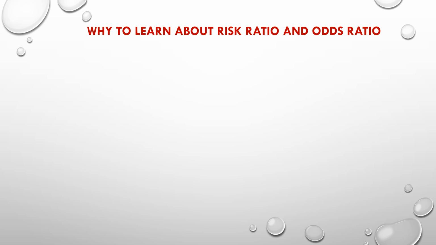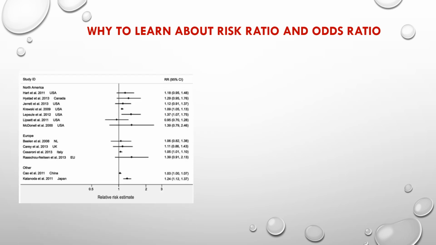In the latest research articles, there will be terms like odds ratio and relative risk. This picture is from a systematic review showing the relative risk of getting an outcome from various research articles. By seeing the relative risk value, doctors should be able to decide if the treatment is effective or not effective.